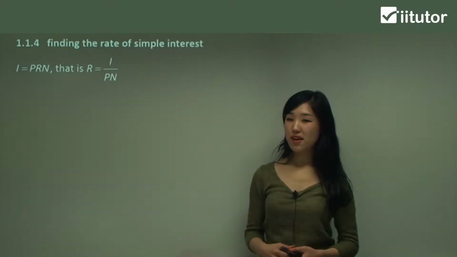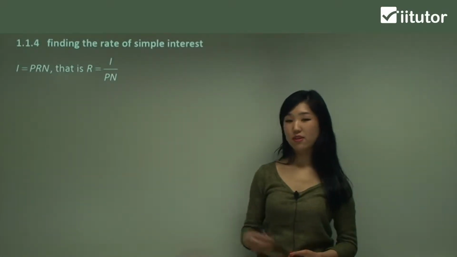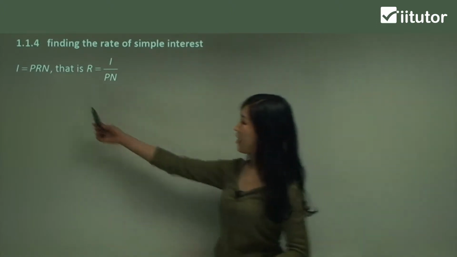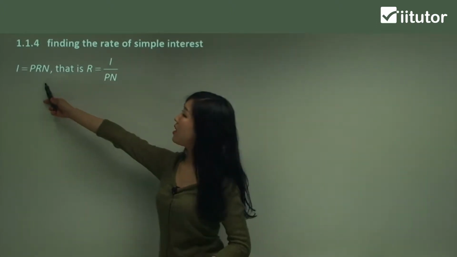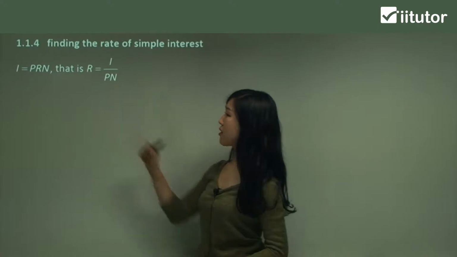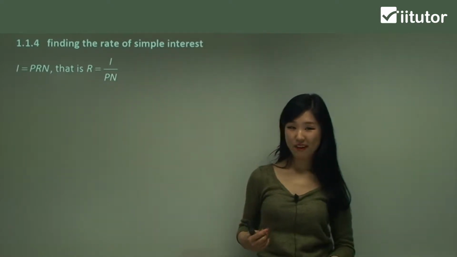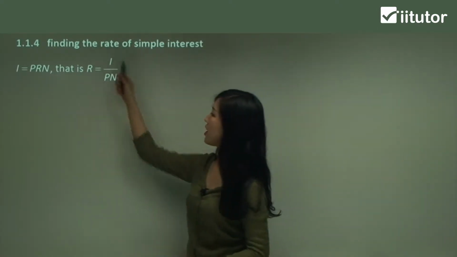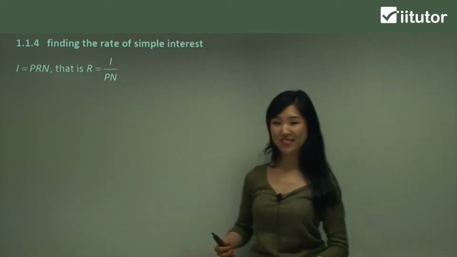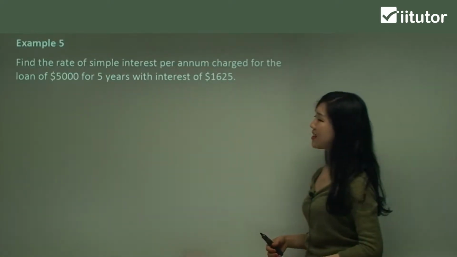This time we're going to be finding the rate of simple interest, so our R. So again, our simple interest formula, if you make R the subject, you should get R equals I over Pn, right? So this time we're going to be concentrating on this version of the formula. So let's have a look at an example.